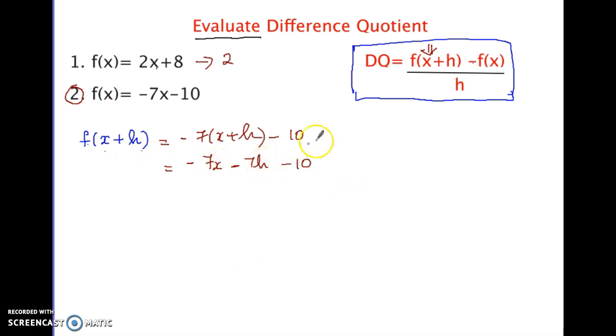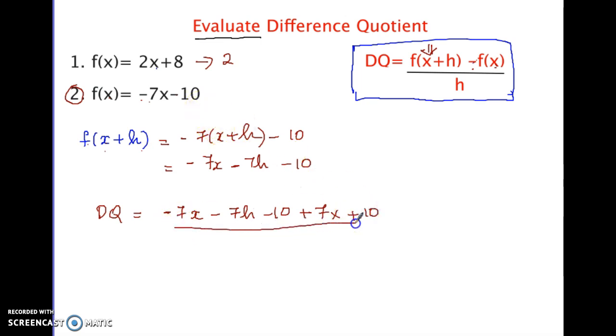Now to find the difference quotient in the formula, instead of f of x plus h, I'm going to write out what I simplified: negative 7x minus 7h minus 10. Minus f of x is the next part of our difference quotient. I'm going to look at my f of x, change the sign, and write it because it's a minus f of x. So negative 7x will become positive 7x and negative 10 will become positive 10. The whole thing is divided by h.